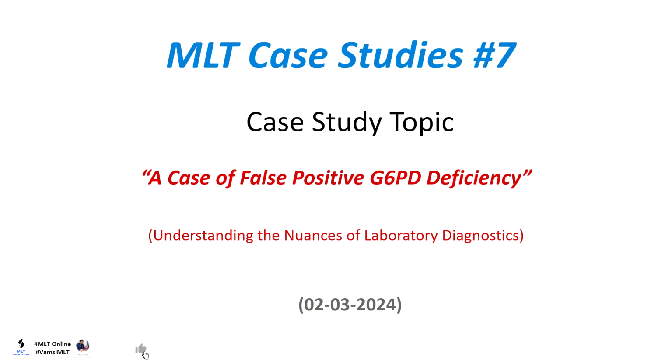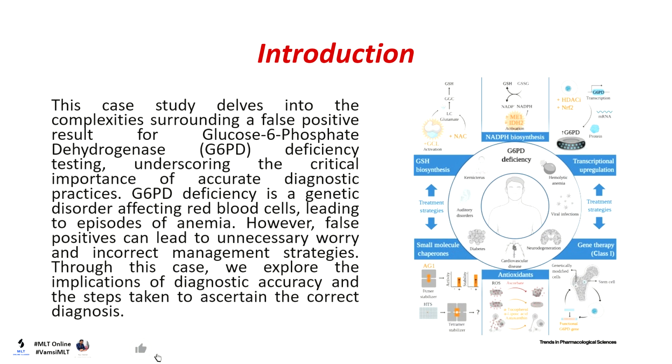Welcome to MLT Case Study 7. Today's topic is G6PD deficiency, a false positive result in an unknown patient. This case study delves into the complexity surrounding a false positive result for glucose-6-phosphate dehydrogenase deficiency, underscoring the critical importance of accurate diagnostic practices.